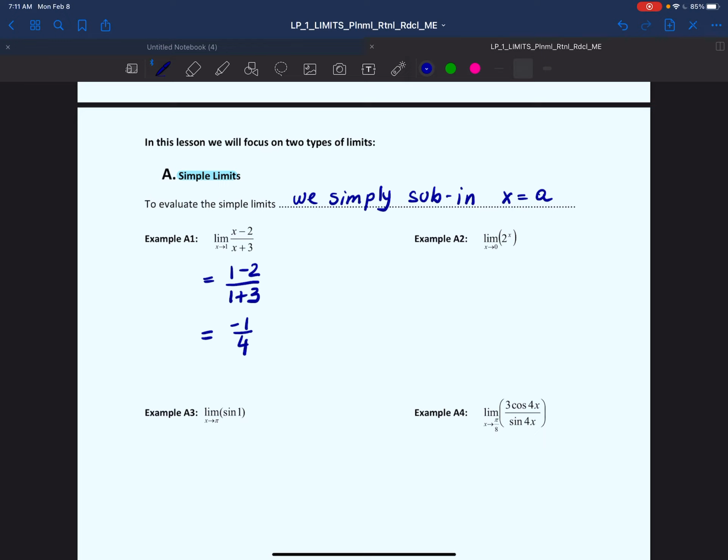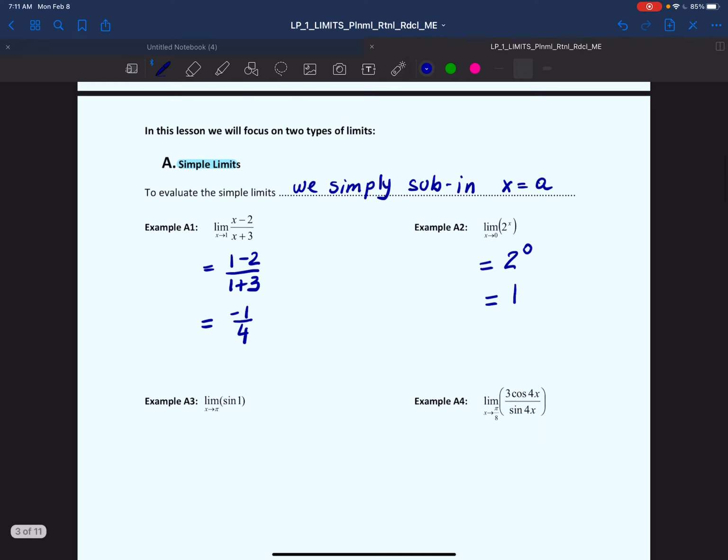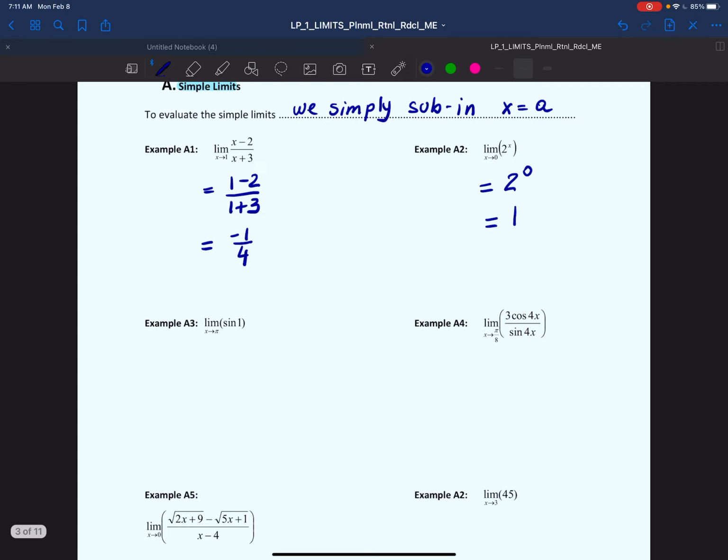In the next example, we have the limit as x approaches 0 of 2 to the power of x. So x equals 0 means 2 to the power of 0. The answer is 1. It's a real number. It exists. So the limit equals 1. The next question, the limit as x approaches pi of sine 1. This is kind of a unique question.